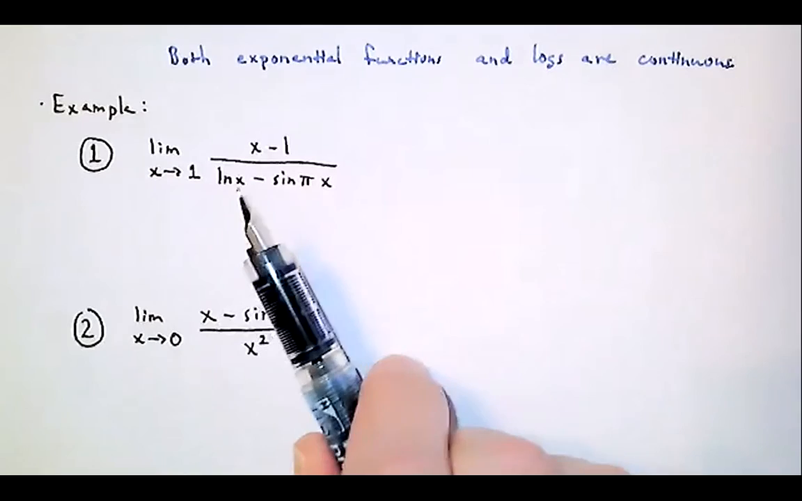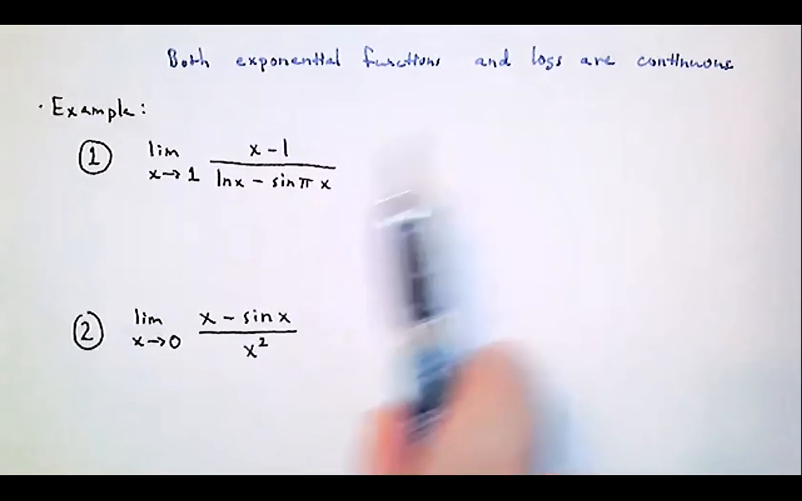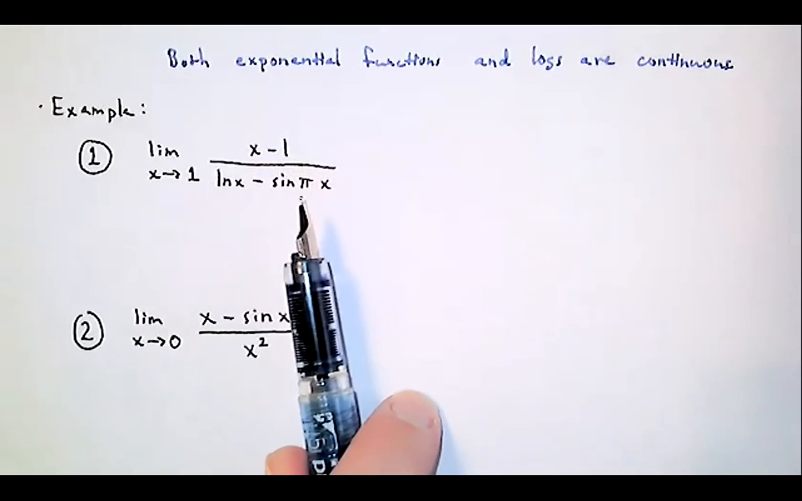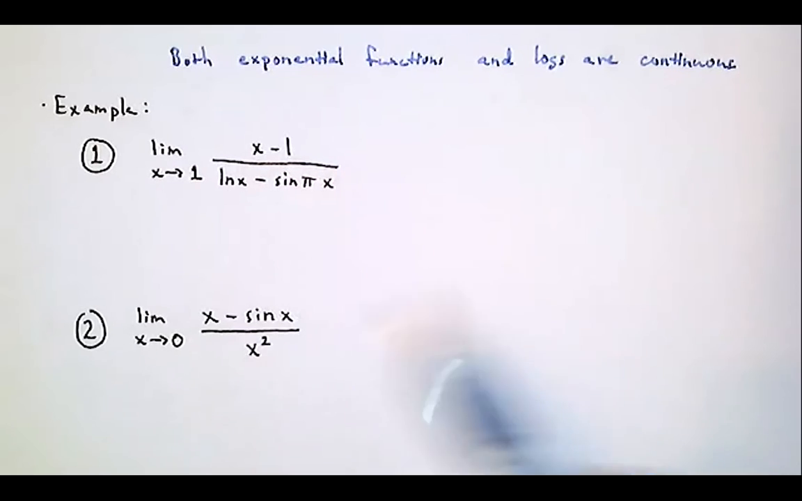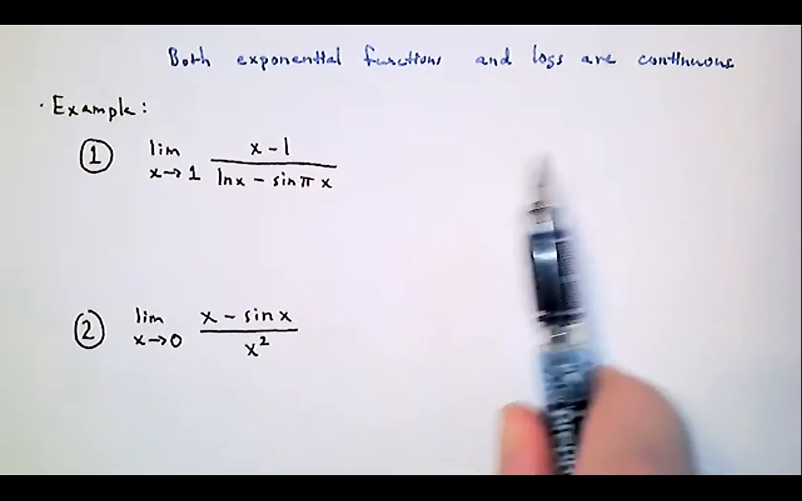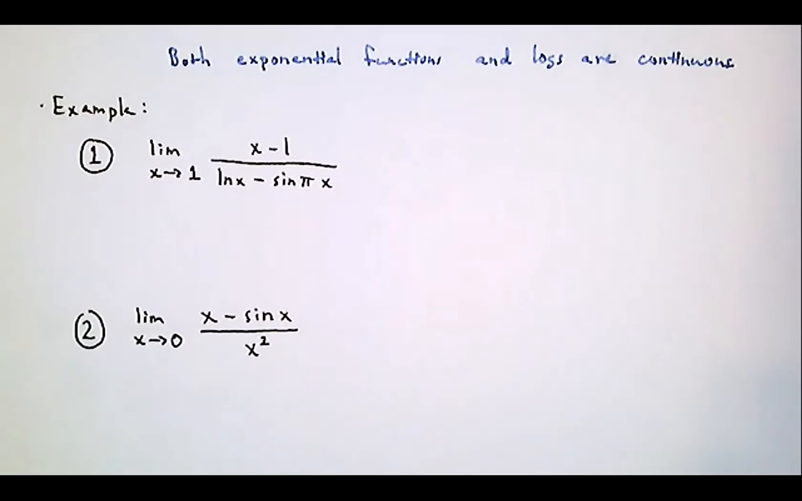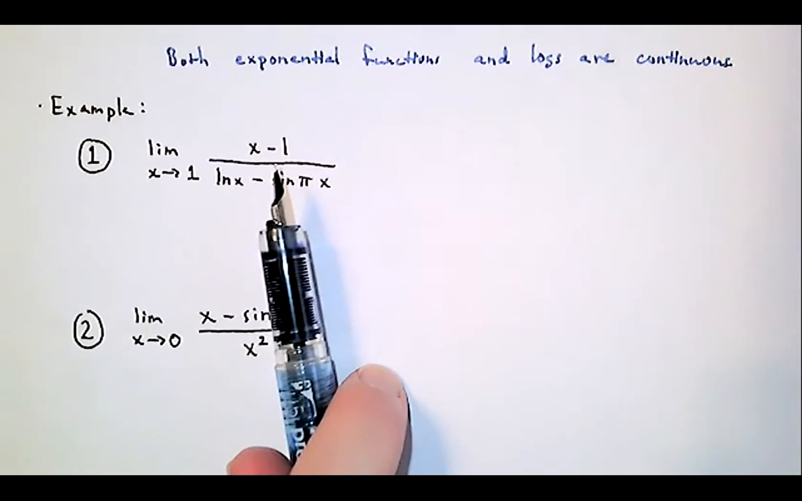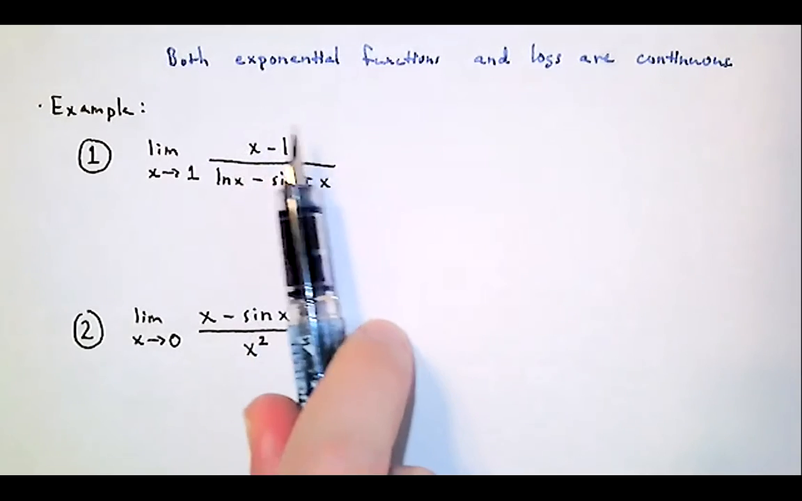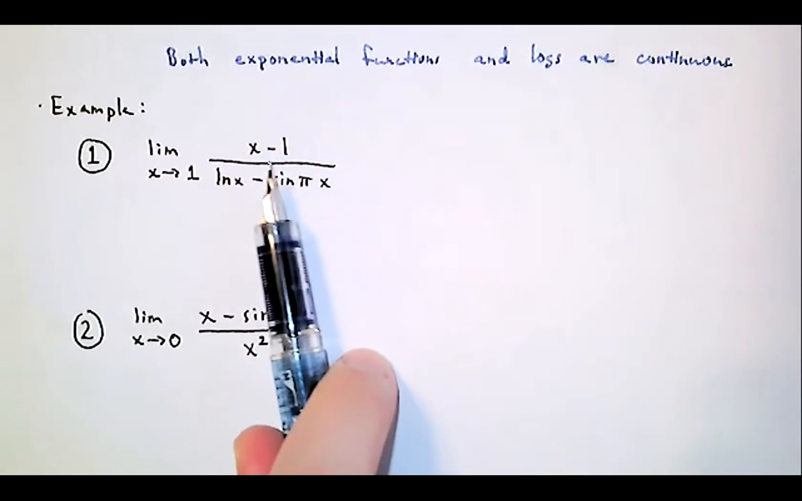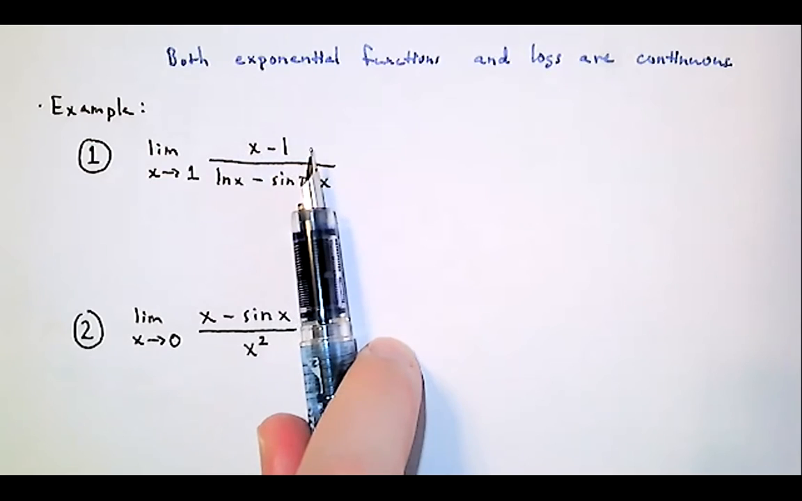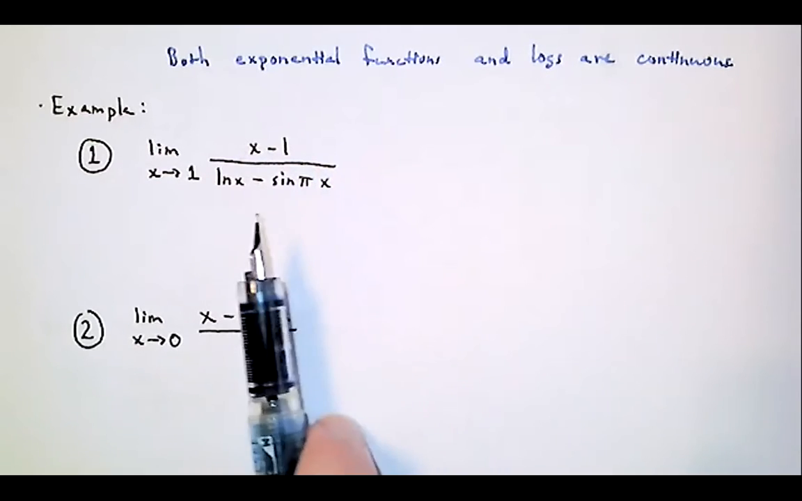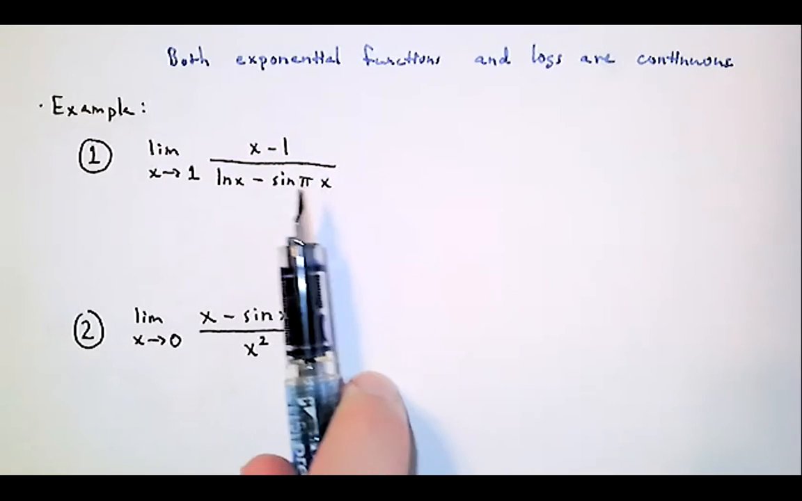So we should be able to plug in 1. We know that exponentials and logs and sines and polynomials, all of those are smooth when we graph them. That's what we mean by continuous. But there's a problem. What happens when we plug in 1 up top? Anyone? You get a 0. What about the denominator?